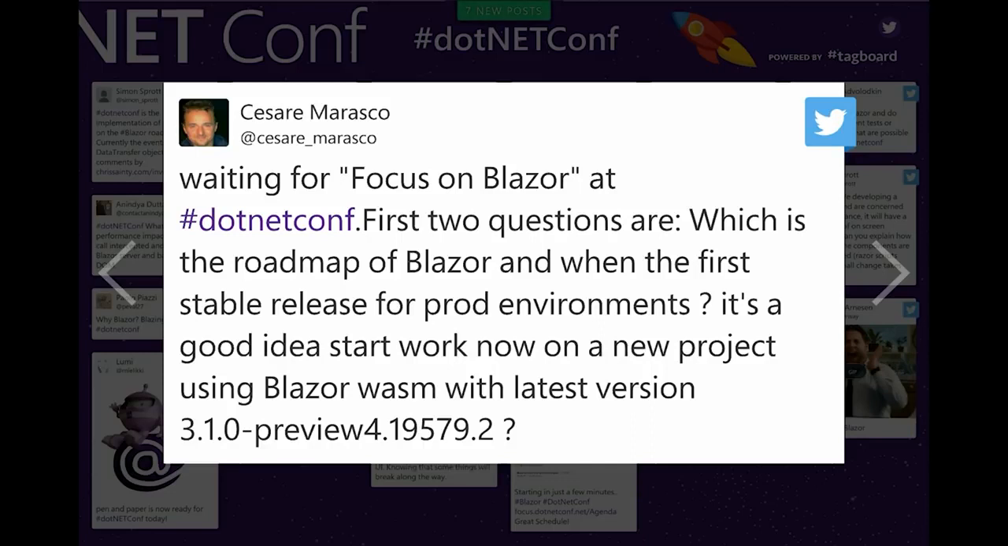What is the roadmap of Blazor? I think you did show that, right? May of this year. Yeah. Blazor WebAssembly, I think. So when's the first stable release for the production environment? Is it a good idea to start work now on a new project using Blazor WASM with the latest version, or should people start using the server mode now?